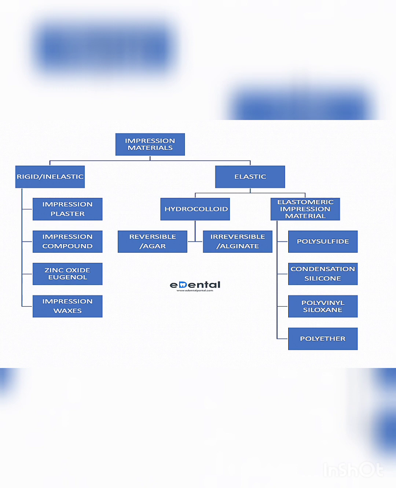Impression material is divided into rigid or inelastic and elastic. In the rigid, which is not elastic, there are four types: impression plaster, impression compound, zinc oxide eugenol, and impression waxes. First we'll read it and then I'll tell you in what sort MCQs are being asked.